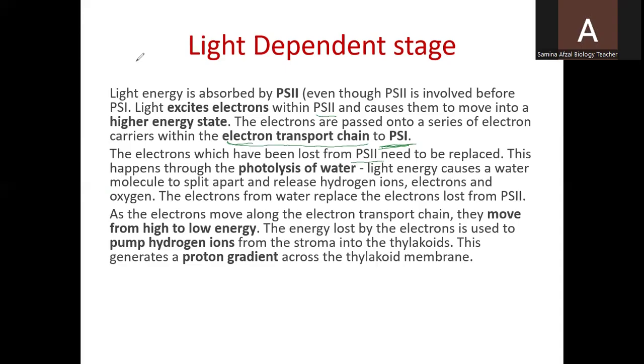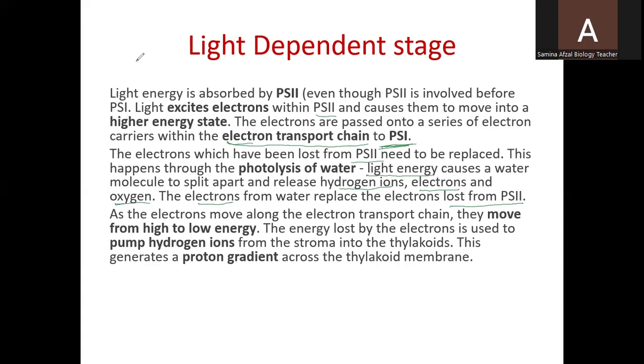This happens through the photolysis of water. I already told you that in the first stage the photolysis takes place. Photolysis takes place due to the light energy, which causes a water molecule to split apart and release hydrogen ions, electrons, and oxygen. So the electrons from water replace the electrons lost from photosystem 2.